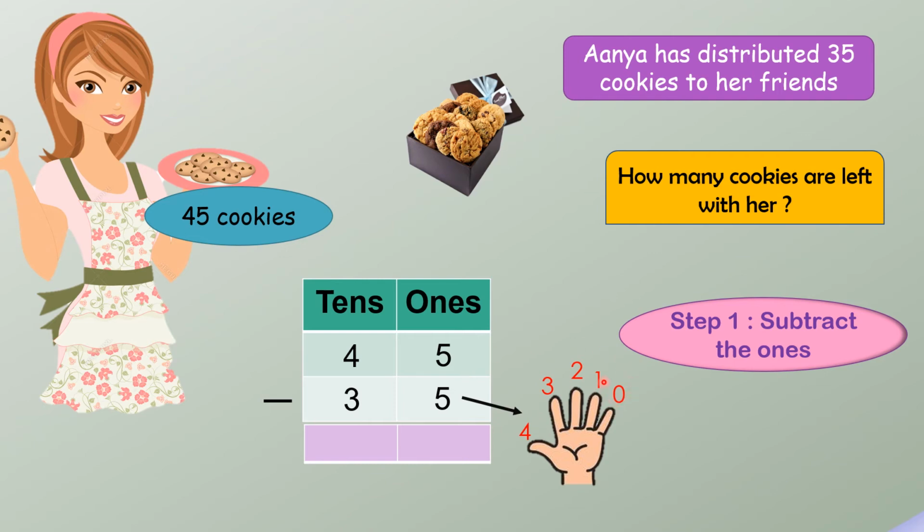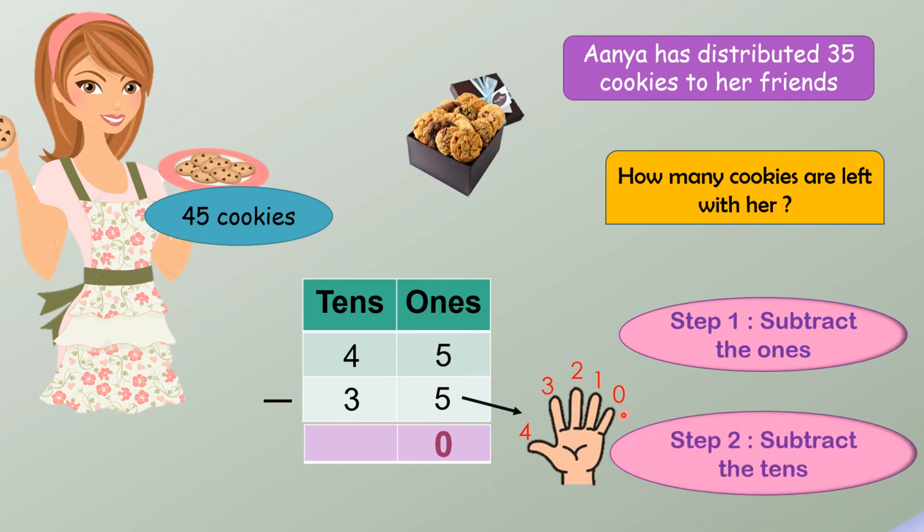So what is step 2? Step 2 is subtract the tens. So coming to the tens, 4 minus 3. The below number 3 in our hand and the above number is 4 and we have to count back from 4. So before 4, what do we get? 3, 2, 1. We ended up at 1. So the 1 will come under the tens column. So 1, 0, 10 is the answer.